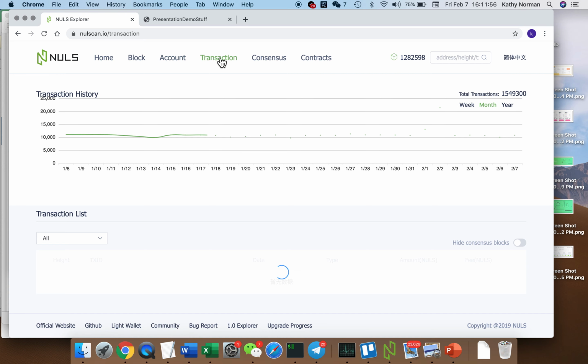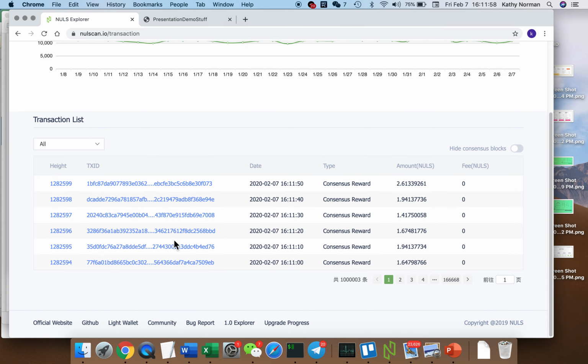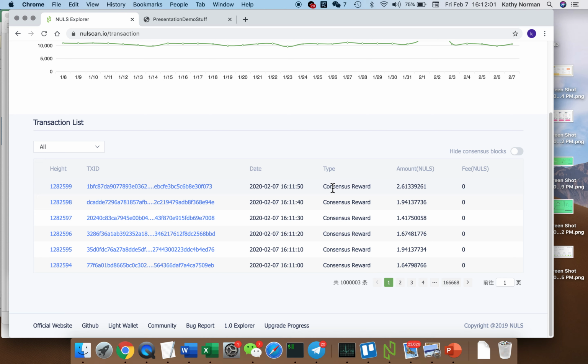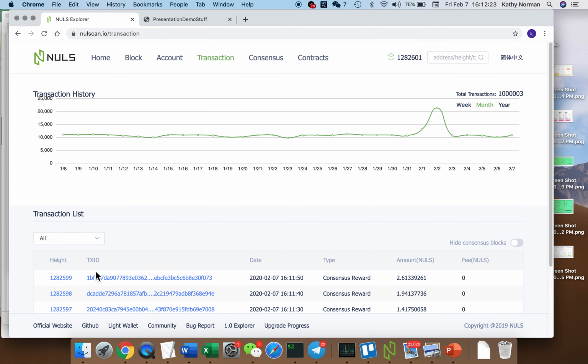And now let's take a look at transactions. Currently, the most recent transactions that were executed were all consensus rewards. In other words, each of these transactions is affiliated with the payment of NULS to a node based on the fact that that node processed a particular block. And once again, you can take a look at each individual transaction, and here is the block that that transaction was in.